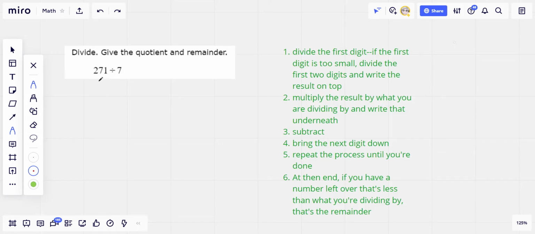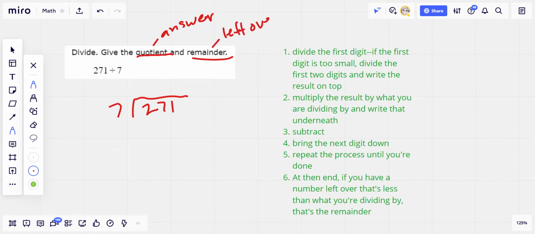Here we have a division problem, and it's asking us to give the quotient and the remainder. The quotient, that's what you typically think of as the answer, the thing at the top of that bracket when you set up a division problem like this, 271 divided by 7. The thing up here we call the quotient, and the remainder is actually part of the answer too, but it's what's left over at the end that you can't actually divide by 7. So I'll show you how that works in this one.